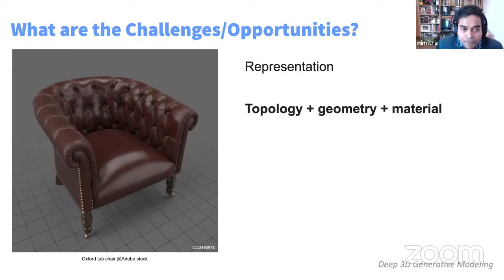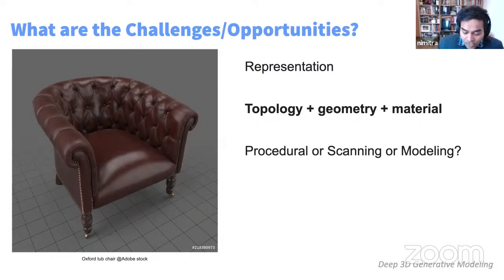Then how do we capture the geometric variations, which are often continuous, to the topological variation, whether it's a chair with 4 legs or a bar stool with a single leg, etc.? How do we capture the material properties of it, the BRDF of it, or even the surface detail at the macro level or the micro level? Is it something we will procedurally model triangle by triangle, or we will scan directly, and each one has its pros and cons?